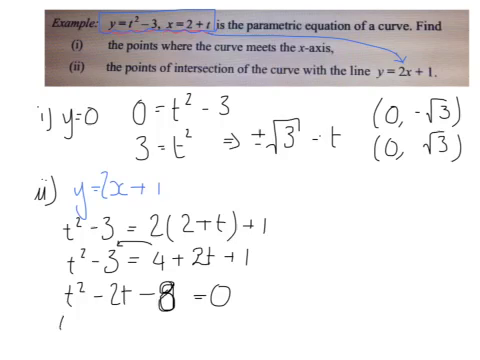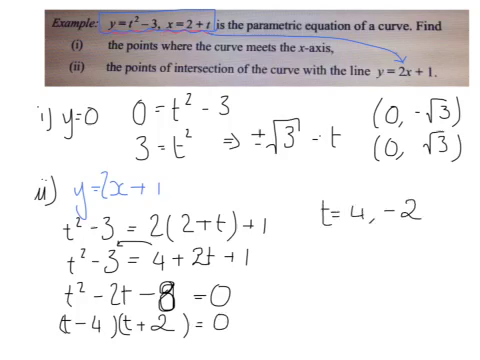Okay, so I can factorise that, I hope. t and t, we want minus 4 and plus 2. And that's equal to 0. So we know that t must be 4 or minus 2.